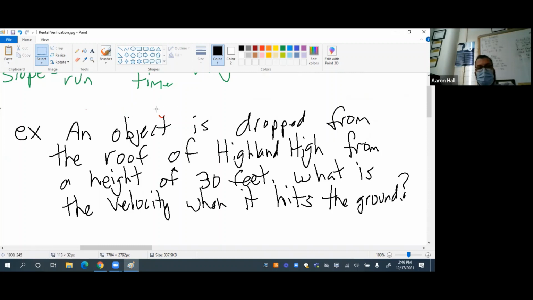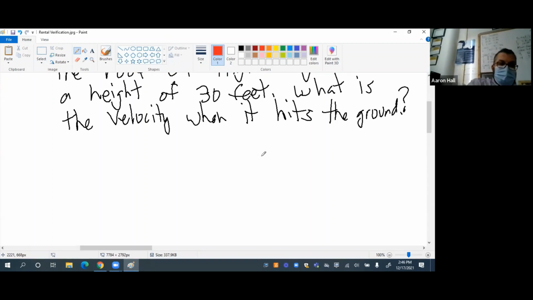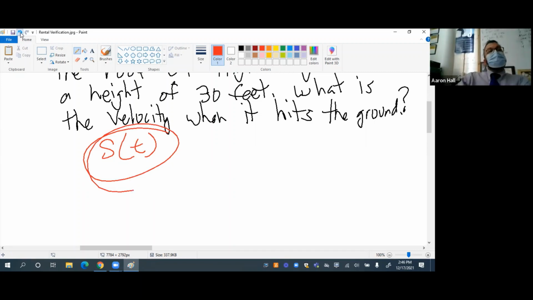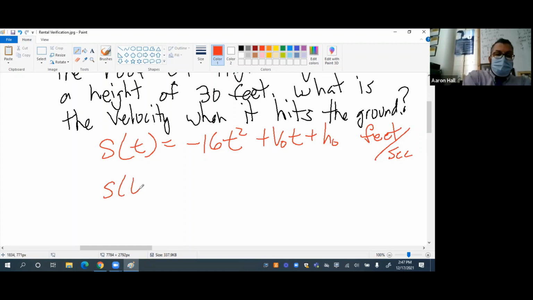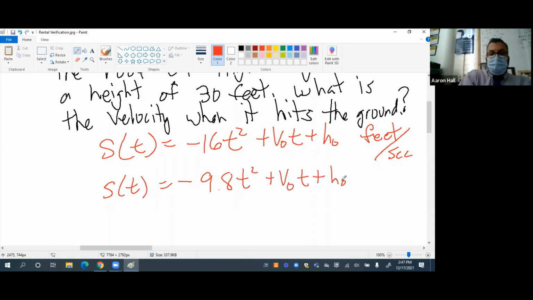So for Earth's gravity, we have two equations. We have S of t. What does S of t mean? What am I referring to? Position. I'm talking about position. So S of t equals negative 16 t squared plus v naught t plus h naught. This is for feet per second. We also have S of t equals negative 9.8 t squared plus v naught t plus h naught.